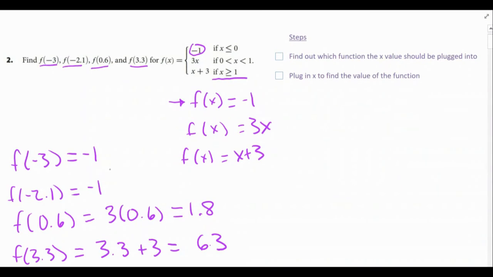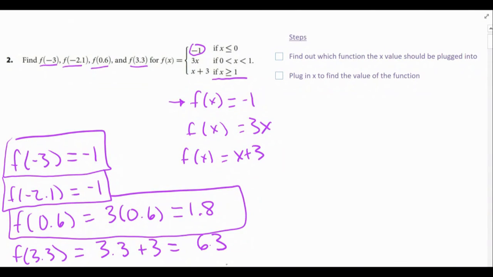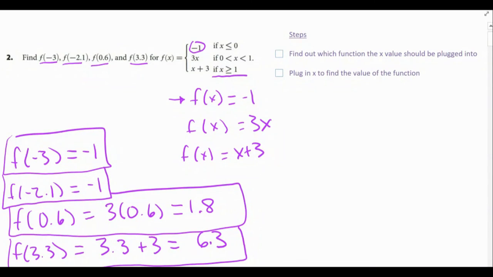So we have our four answers here after we check which function of the three we use. Then we plug that x value into that function and solve, and that gives us our values.